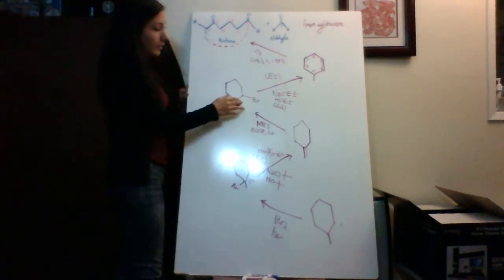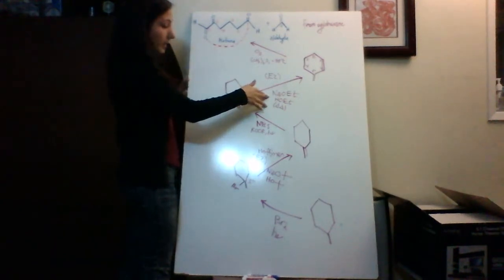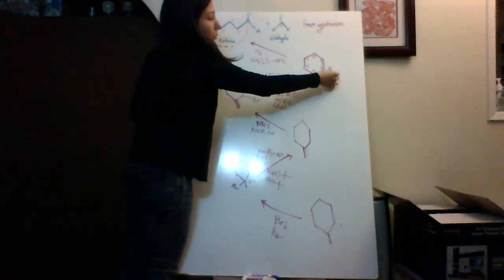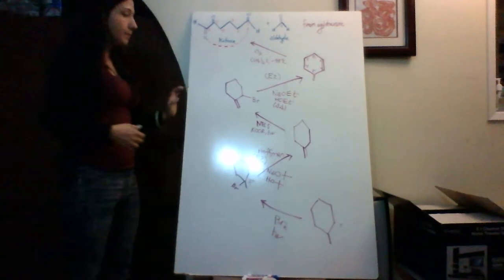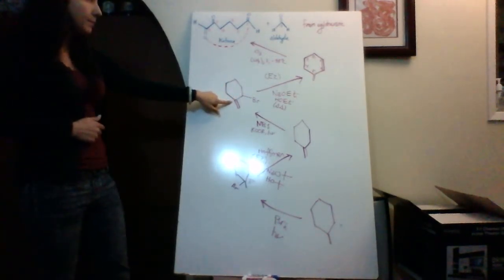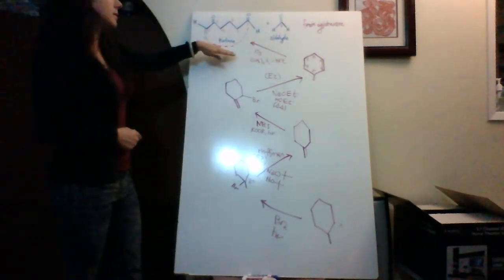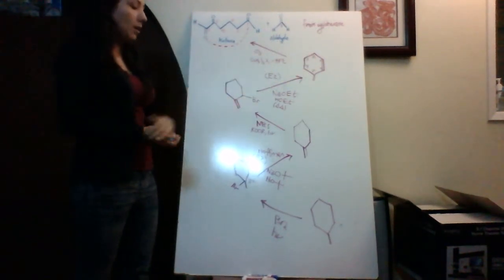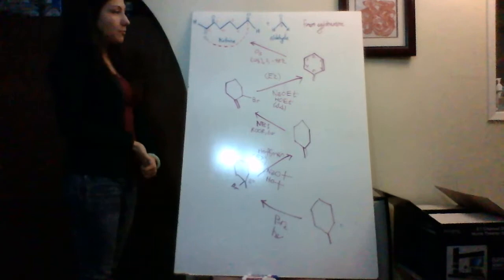Then we do another elimination. This time we don't use a big base, and we form a double bond here. And it can't form a double bond here again because this carbon already has a double bond. And how do we break this apart into the ketone and aldehyde? Through ozonolysis. And that's the retrosynthesis.